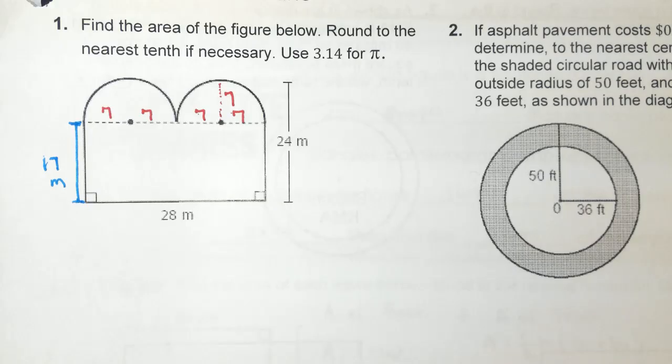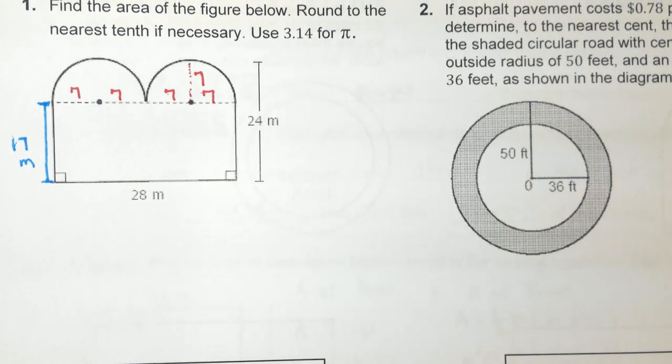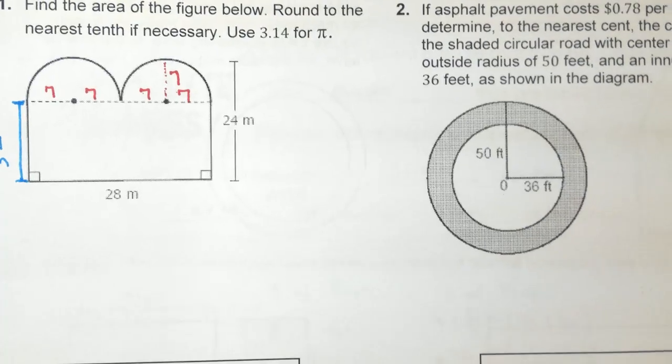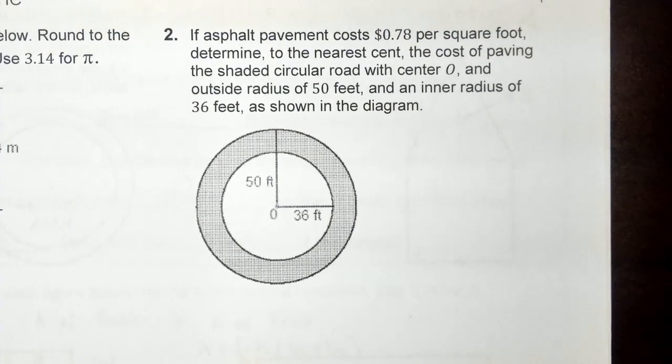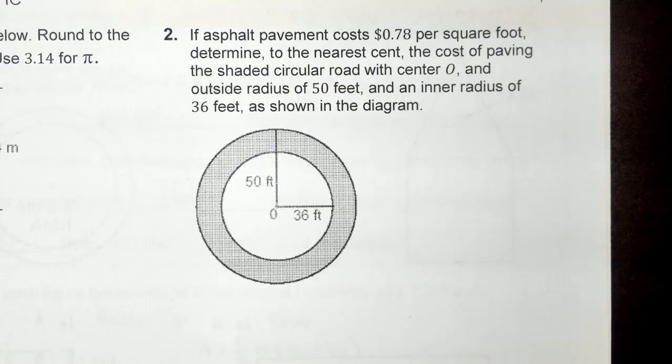Number 2, I'm going to do this one with you. It's your first time seeing a big circle, little circle problem, but you're going to see many of these. I love asking these type of questions. Asphalt pavement costs 78 cents per square foot. Determine to the nearest cent the cost of paving a shaded circular road with the center at O, and outside radius of 50 and an inner radius of 36 as shown in the diagram.